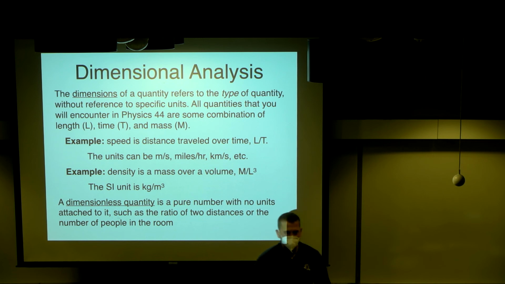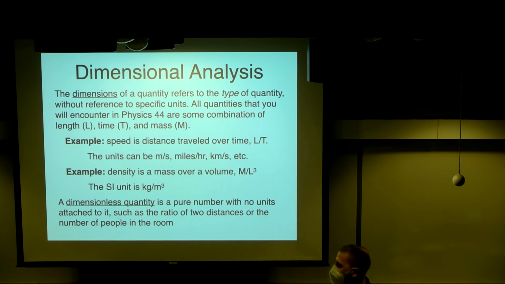Speed is defined as distance traveled divided by how long it takes you to travel that distance. In other words, it's a length, that's how far you traveled, divided by a time. So that's how we would refer to the dimensions of this thing called speed. It's a length divided by a time. And then again, you can plug in your favorite units. You can say meters per second, miles per hour, kilometers per second, whatever you want, but those would be the dimensions, okay?